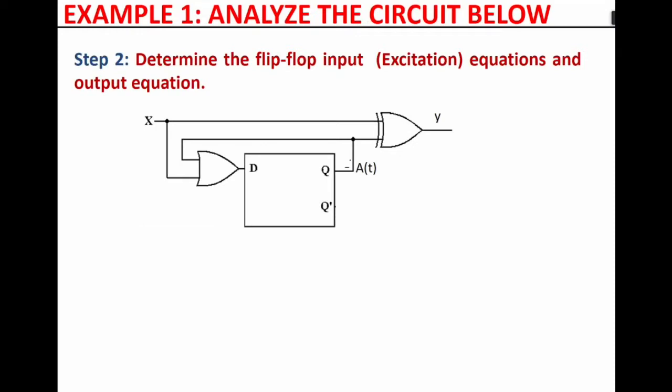Now, the next thing is you determine the flip-flop input equations, sometimes called the excitation equations, and the output equation. So the flip-flop input equation is for D and the output equation is for Y. Can you give me the equation for D as a function of X and A(t), and give me an equation of Y as a function of the input and present state? Quickly, just do that.